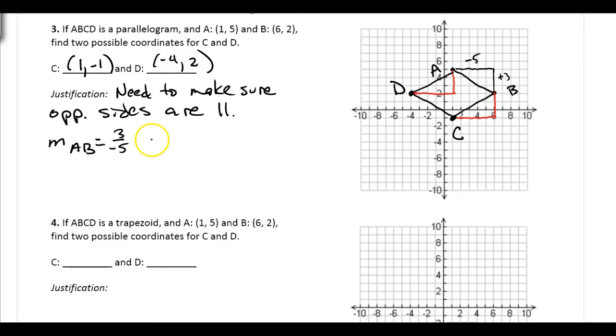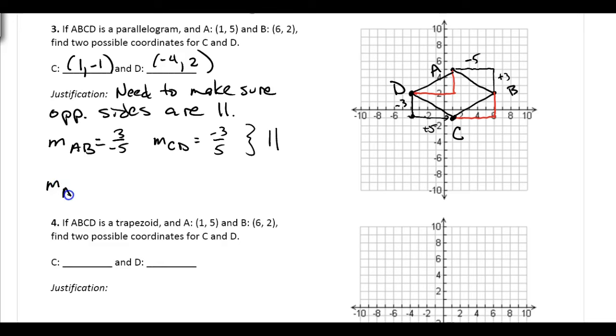And then let's check the one opposite to that, the slope of CD. So for this one, let's start here at D. We're going to go down 3, so that's -3. And to the right 5, so that's +5. So that's -3 over 5. Okay, so these are parallel. 3 over -5 is the same as -3 over 5. Let's check the other pair of sides.